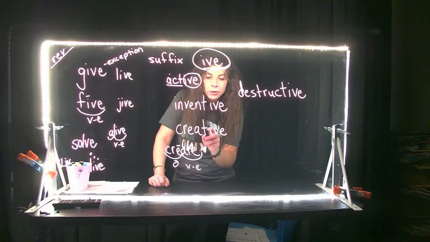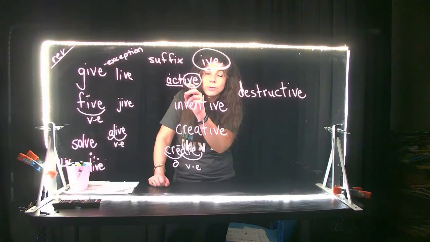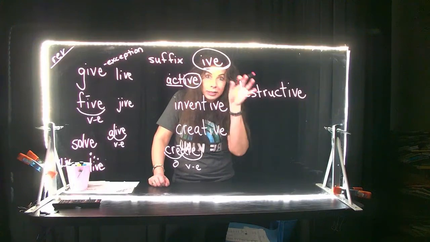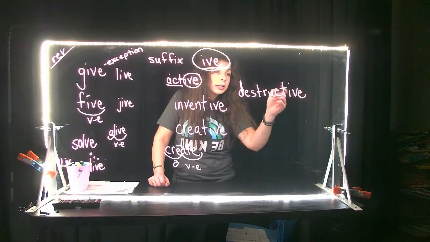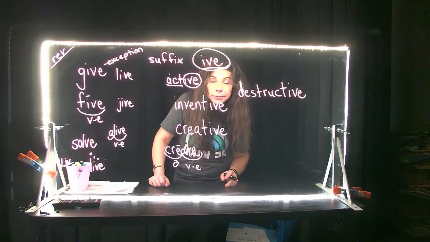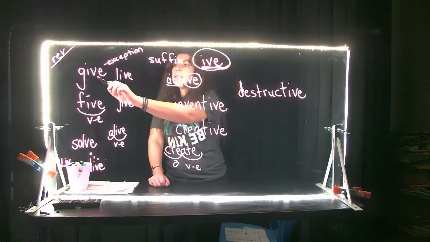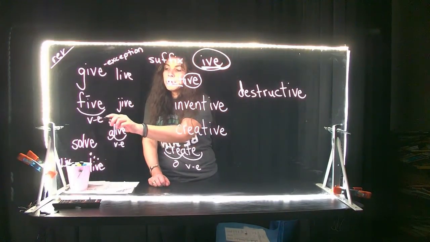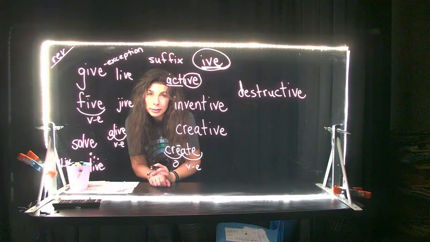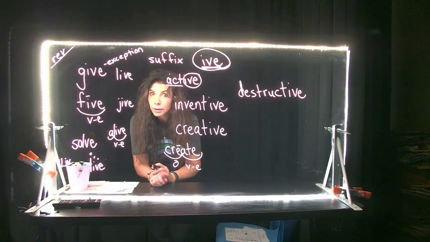Inventive, you like to invent. Creative, you like to create. Active, you like to be active and move around. You like to be in action. Destructive, you destruct. IVE suffix. IVE part of a word, IVE as a vowel consonant E. Let all of that sink in.